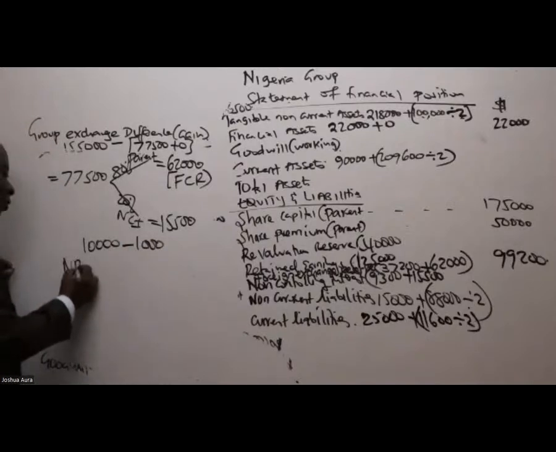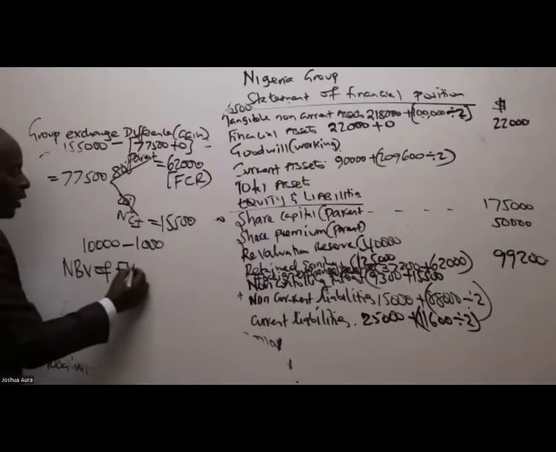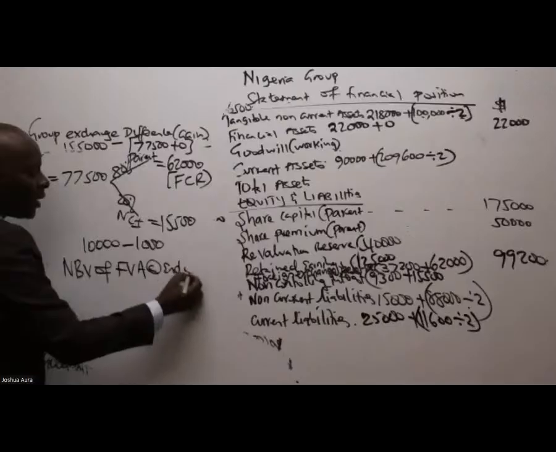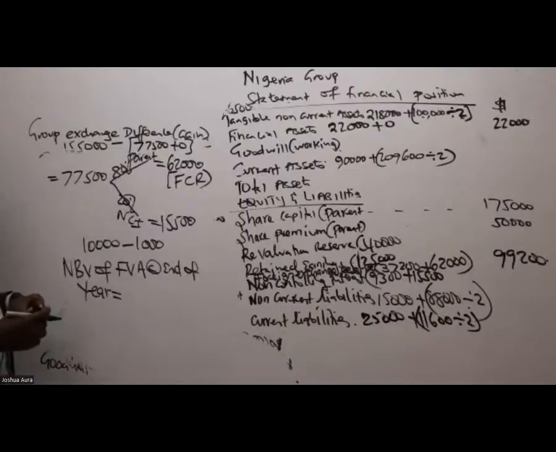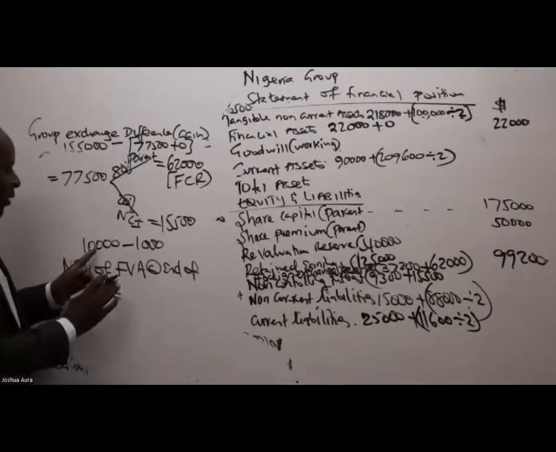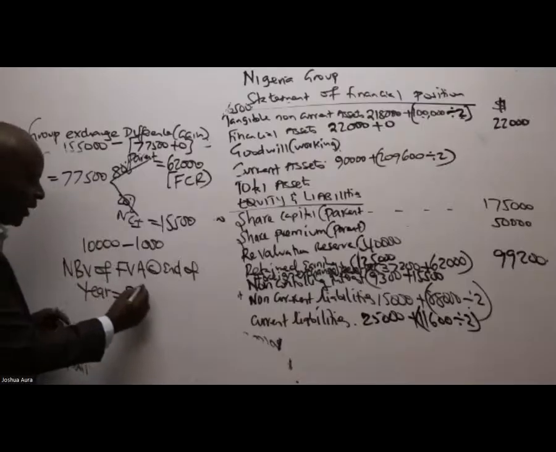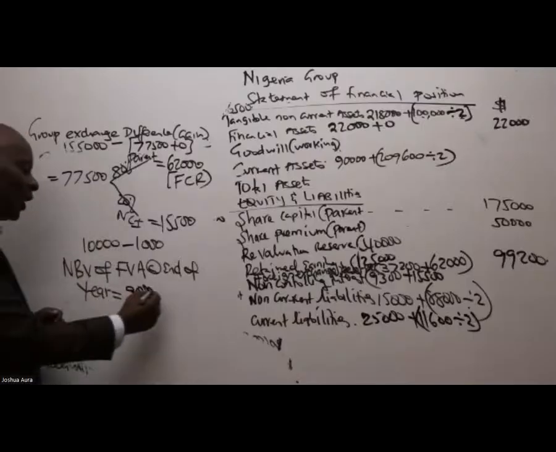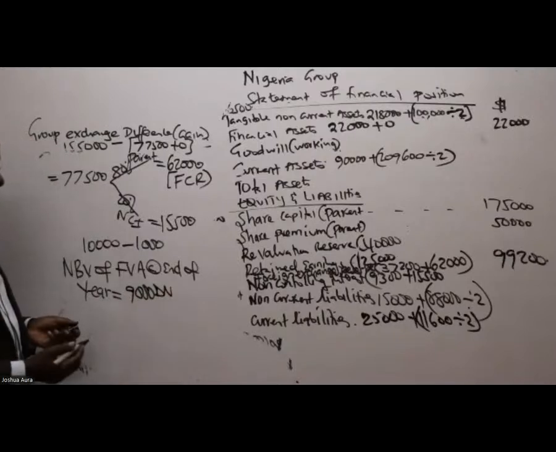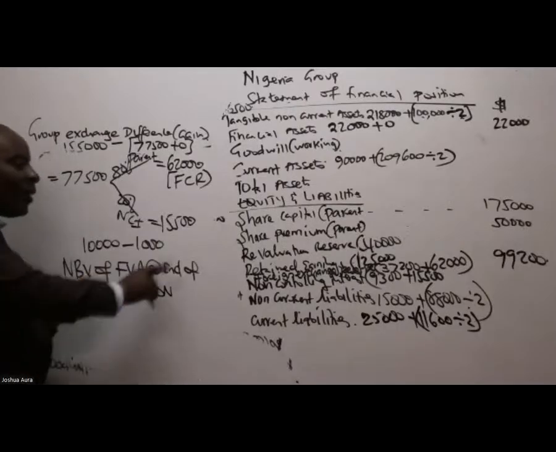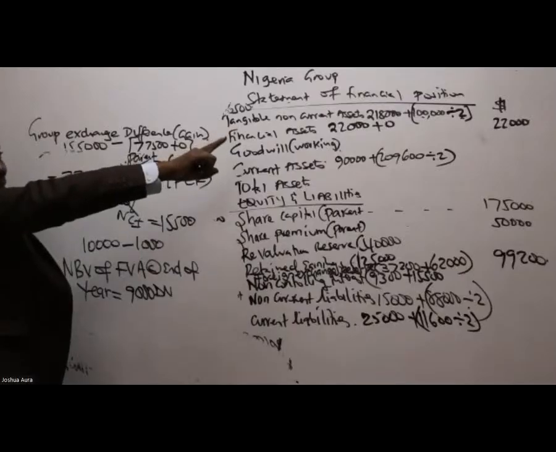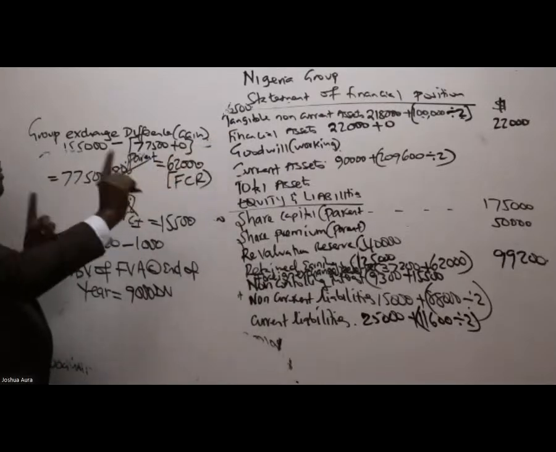So what is the net book value of this fair value adjustment at the end of the year? This will be 10,000 minus 1,000, which gives me 9,000, which is DN 9,000. I want to bring this fair value adjustment and incorporate it here in the PPE. It's an increase in my PPE value.